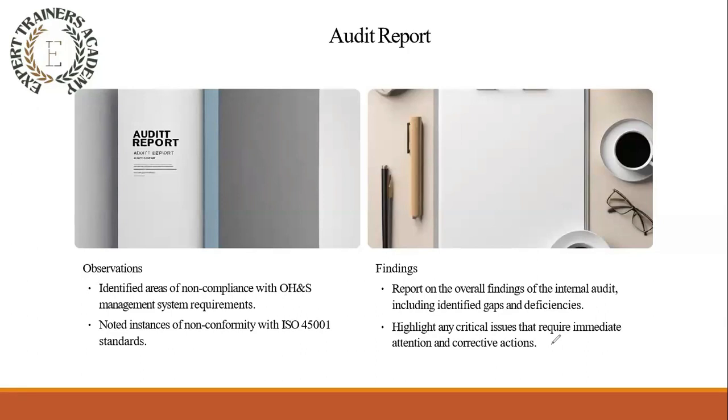The chemicals which are stored in the chemical storage room do not have the label. All the chemical containers do not have the label and do not have the safety data sheet. That's a major non-compliance. So one or two chemical containers is okay. If all the chemical containers do not have a label or safety data sheet, then it's a major non-compliance because it is not meeting the legal requirements. So you need to highlight those critical issues that require immediate attention and corrective action by the management.